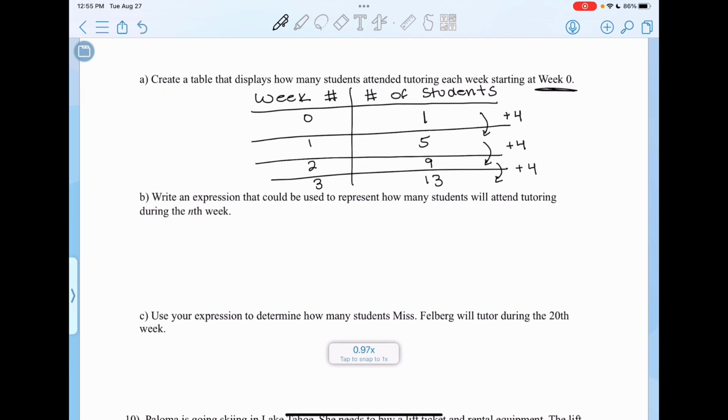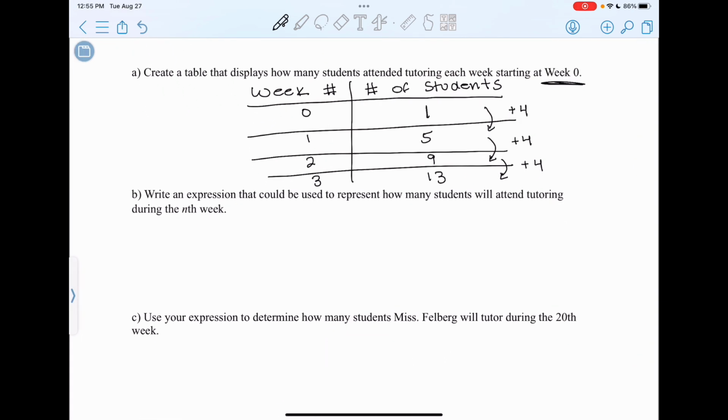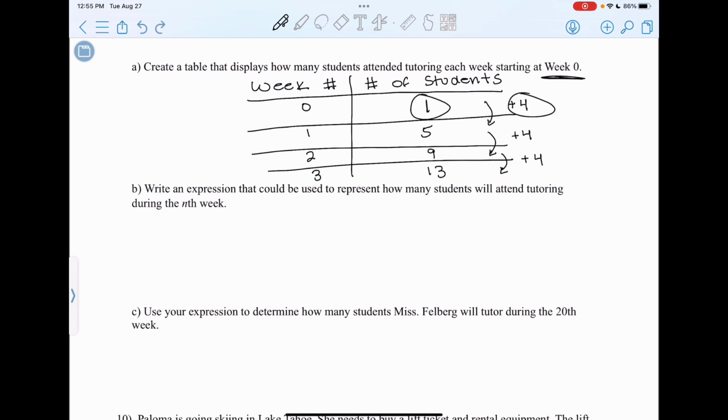Now that we have our table and have identified where we are at week 0 and what our common difference is, we can write our expression. Your expression will always follow the same pattern. Your starting amount, and this needs to be at 0, plus the common difference, and then your variable. In this case, our variable is n.